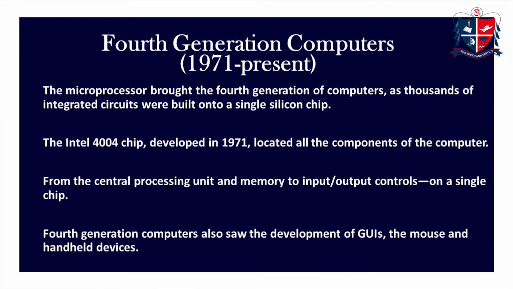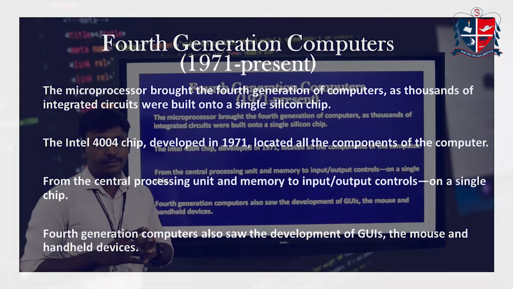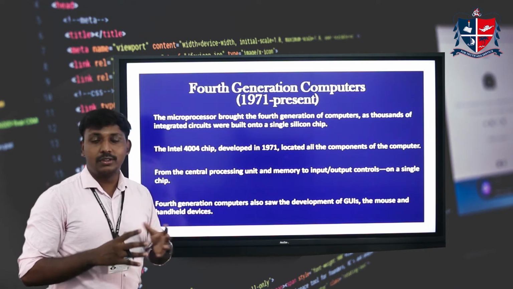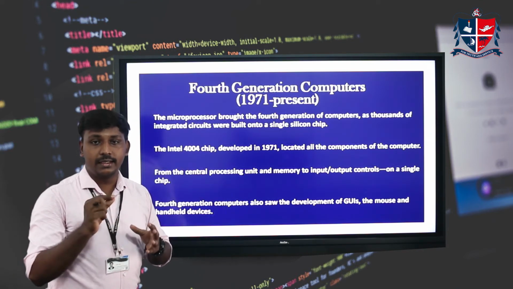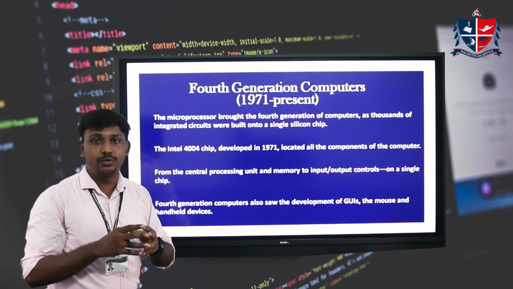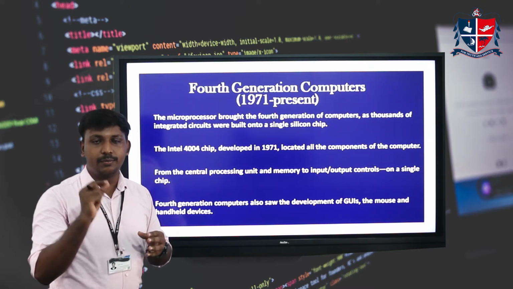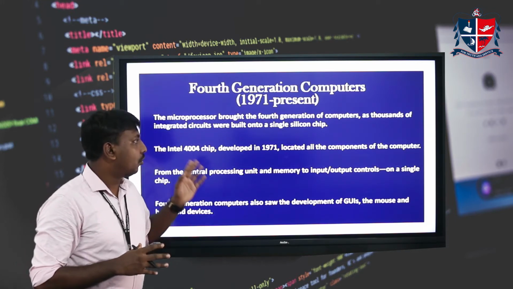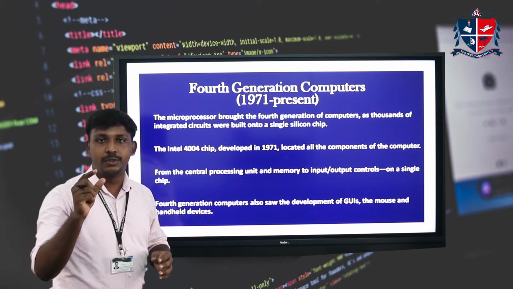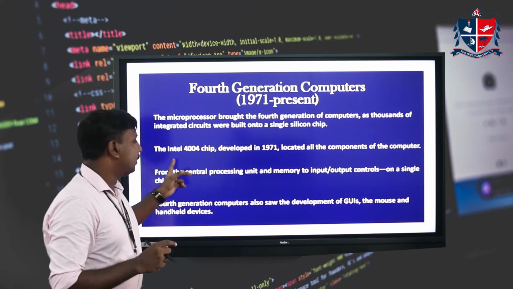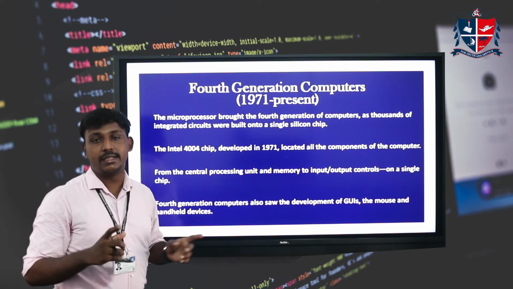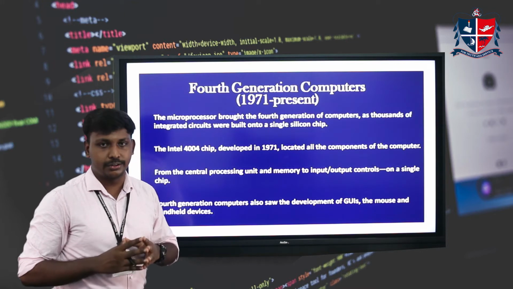Coming to the fourth generation computers. The fourth generation evolved from 1971 to the present. In the fourth generation computers, we are using silicon chips. All these transistors and integrated circuits, ICs, were integrated into a single silicon chip, a semiconductor device known as the microprocessor. We integrated all these transistor circuits into a single chip known as the microprocessor. It is the Intel 4004 chip, developed in 1971, which was the first advancement in developing the microprocessor.